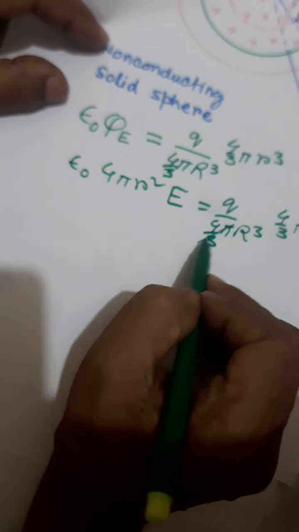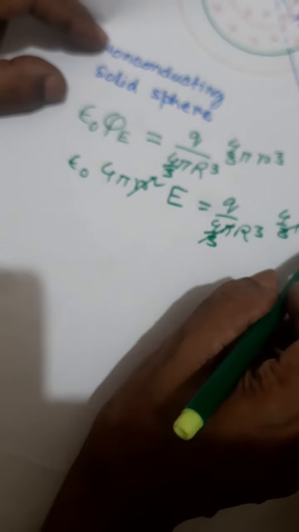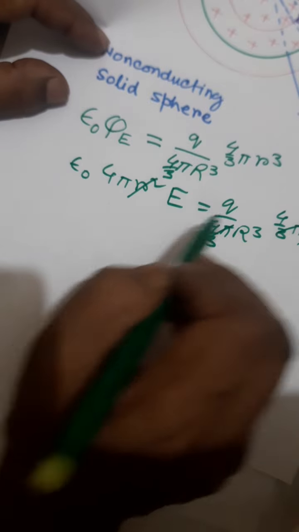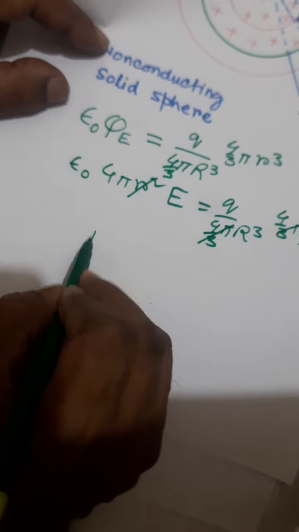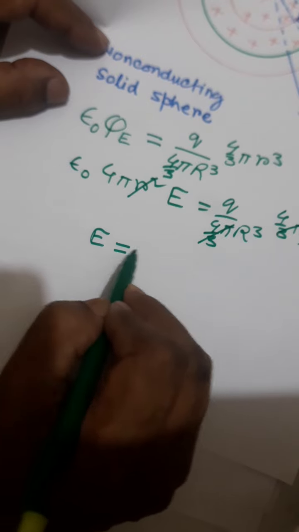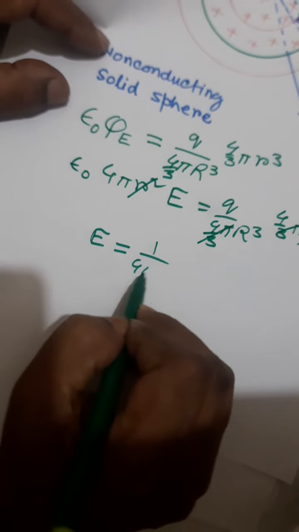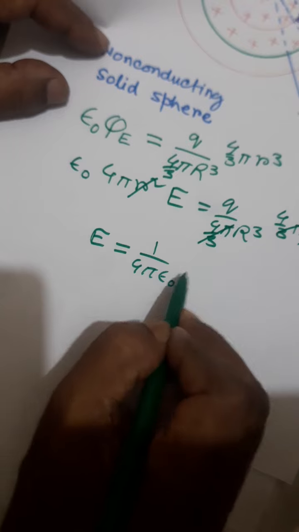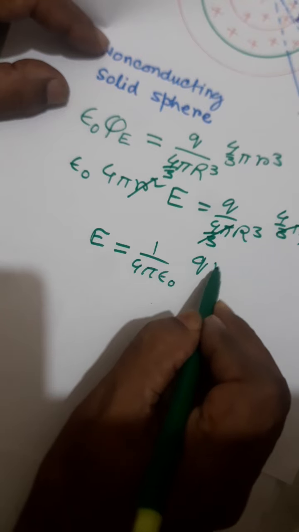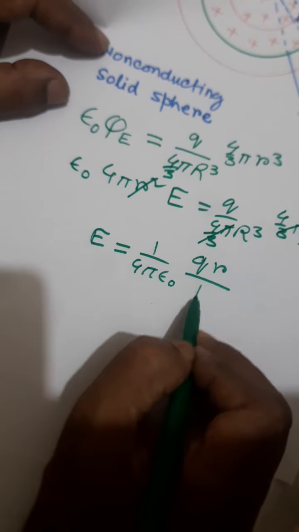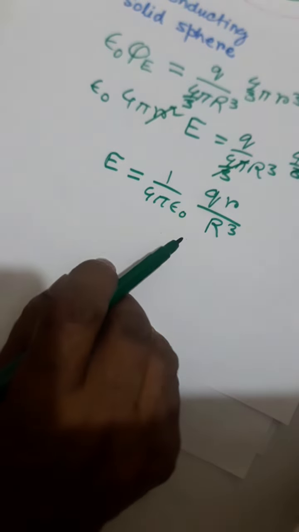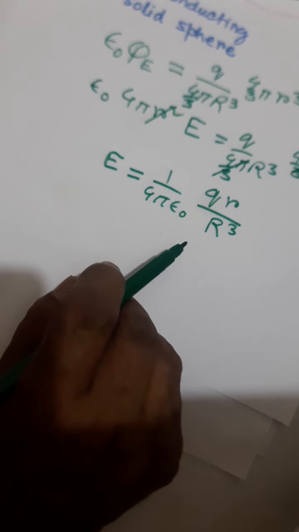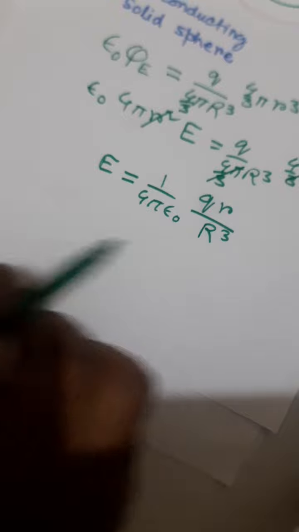4 by 3 pi cancelled out, r square cancelled out, which becomes E equals 1 by 4 pi epsilon naught Q small r divided by capital R cube. Thank you.